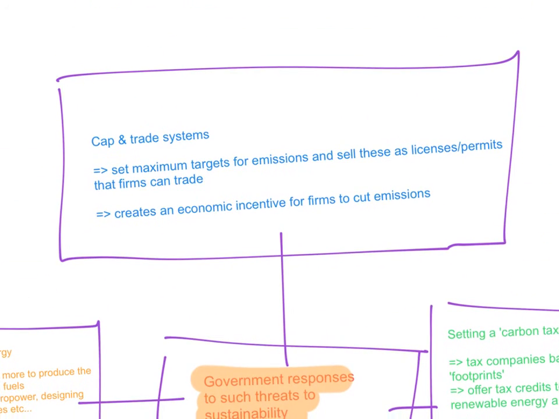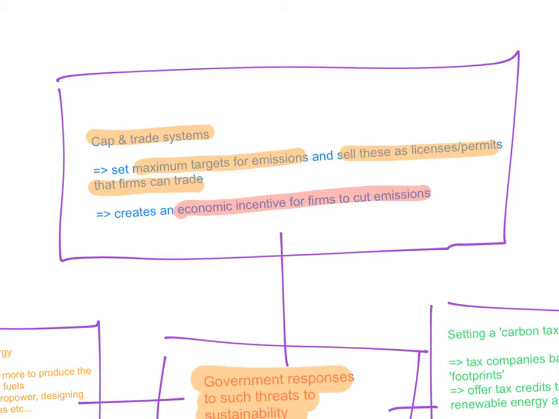The first one is using cap-and-trade systems. We've explained that in a previous video. Basically, what happens is that the government sets maximum targets for emissions of those greenhouse gases, and then sells these targets as licenses or permits that firms can trade. This essentially creates an economic incentive for firms to cut emissions. So you're giving them an economic incentive to cut emissions. This is the first solution.